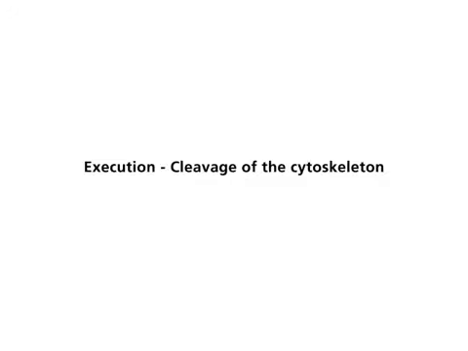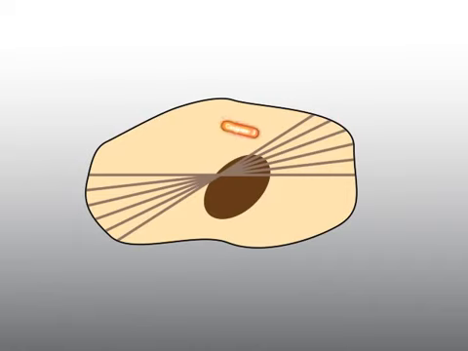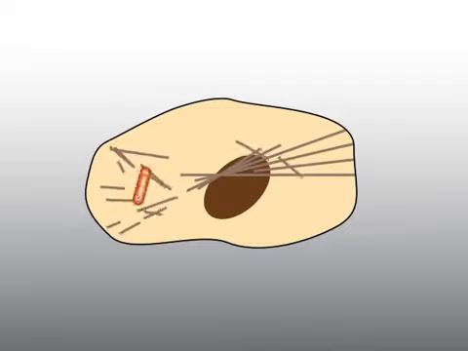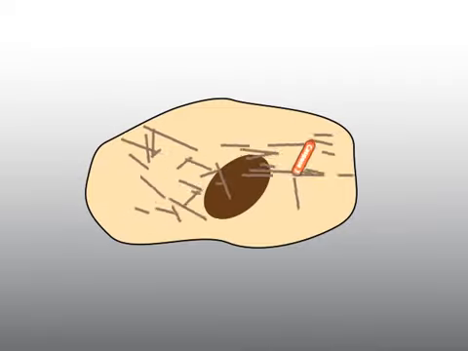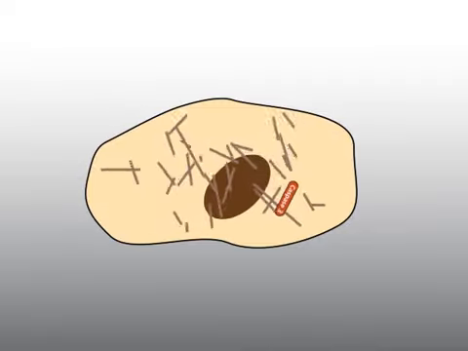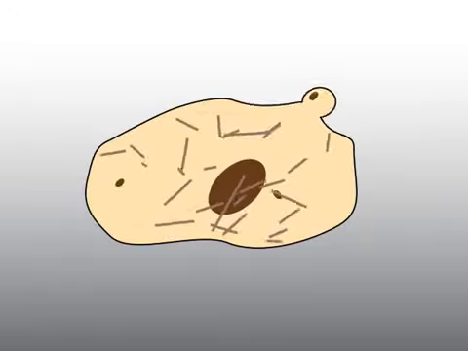Execution, cleavage of the cytoskeleton. Caspase 3 cleaves many other proteins, such as proteins of the cytoskeleton. Hereby the cell loses its structure. Next, other proteins cause the cell to collapse into vesicles, the so-called apoptotic blebs.